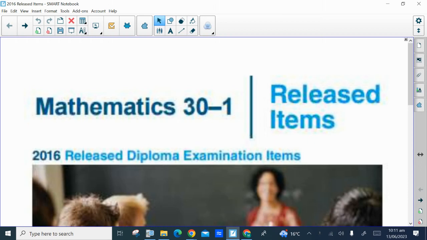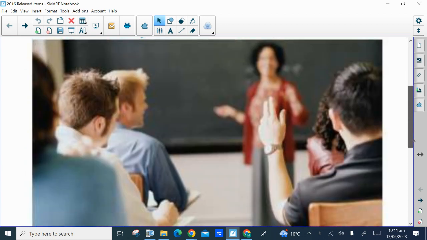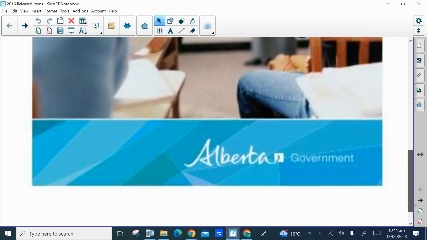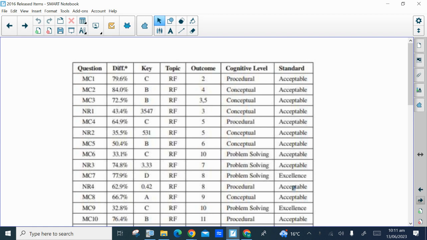Okay, so this is a document that was released by Alberta Education in 2017. So it's released items, which means that they're questions off previous diploma exams. It gives you an idea of maybe some of the different types of questions that we haven't seen already that you would see on the exam.